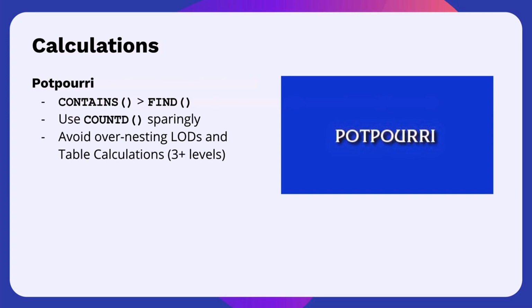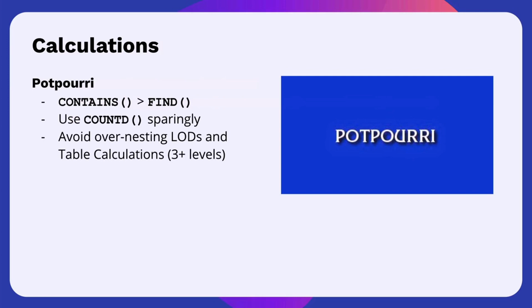The last potpourri mention here is nesting LODs and table calculations. Try to avoid it. Sometimes it's impossible. You're like, I've just got to roll all these numbers up and they need to be dynamic. One solution is to try to put it as a new column in your database, so that you don't have to run these dynamic calculations with nested calcs that are running slow. If possible, that's one solution.